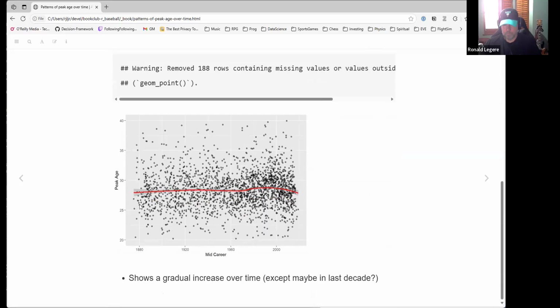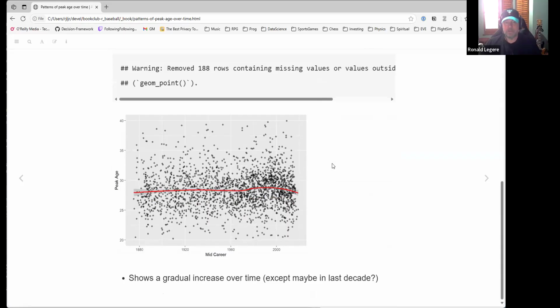The book claims that there's a slight gradual increase. I don't know, it seems pretty flat to me. Maybe there's a slight gradual increase. There's certainly some kind of thing happening at the end, maybe with the LOESS, but given the scatter on this, I'm not sure how much confidence I'd have in saying that there's a significant trend.